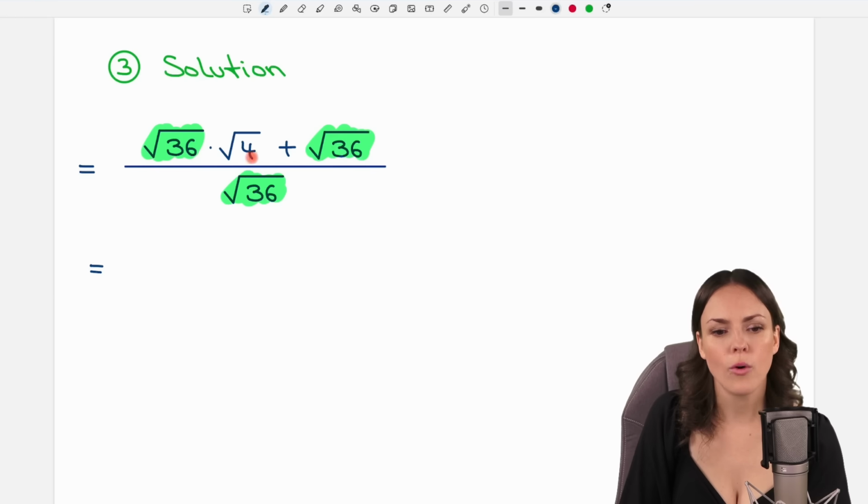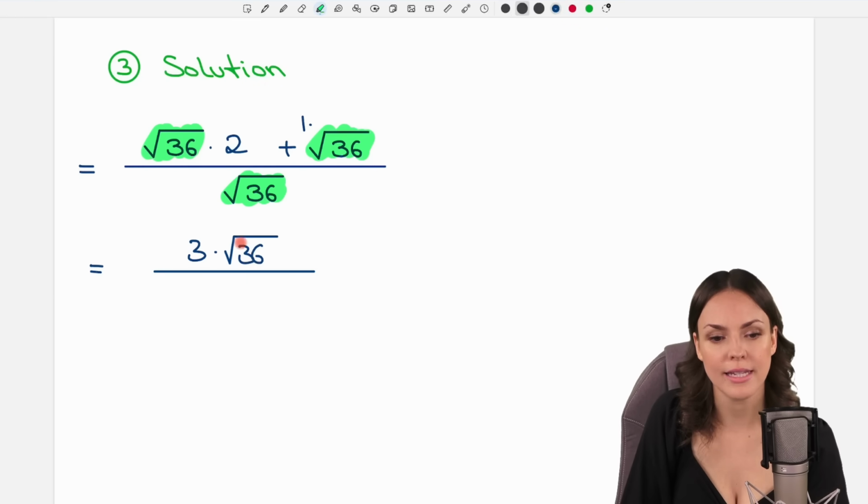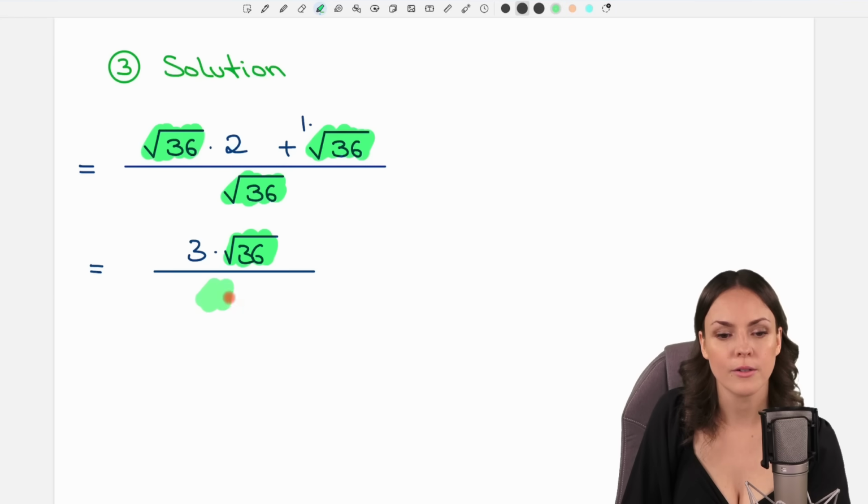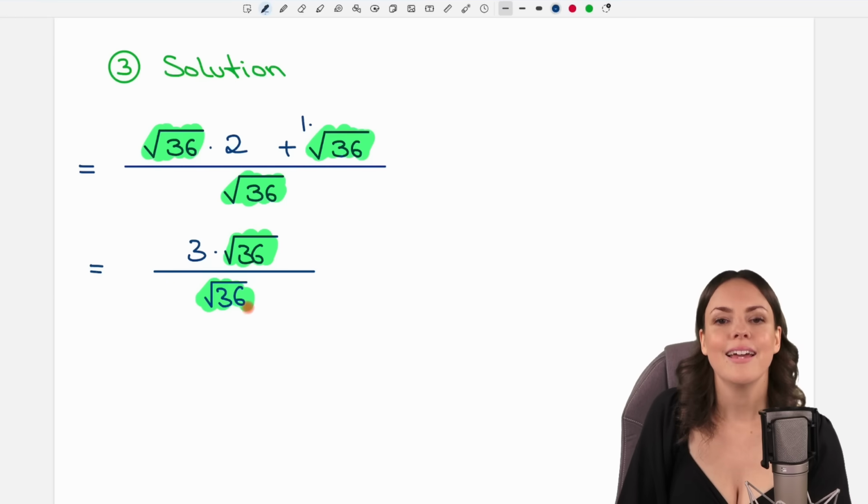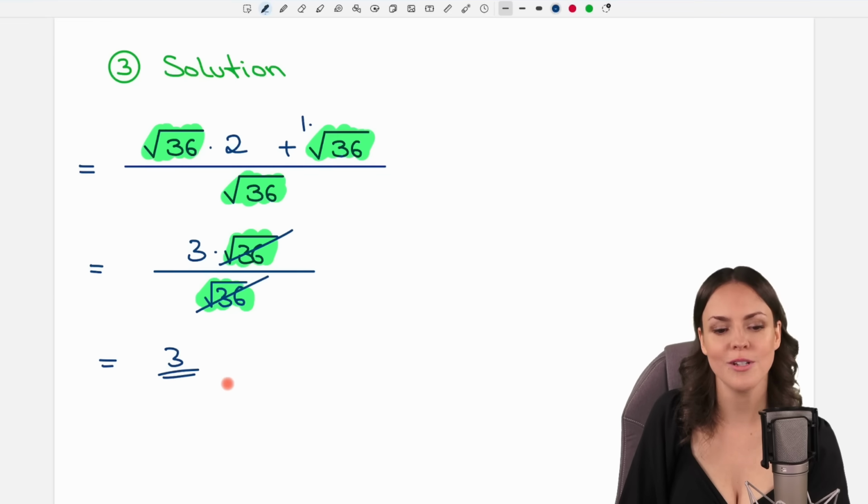And the square root of 4, I mean, it's small enough, maybe we calculate it now. The square root of 4 just equals 2. So we have 2 of these green square roots of 36 plus 1 of them equals 3 of our green square root of 36. And the other green square root of 36 is still what we have down here. And now we can just cancel the square root out and have the 3 as a result.